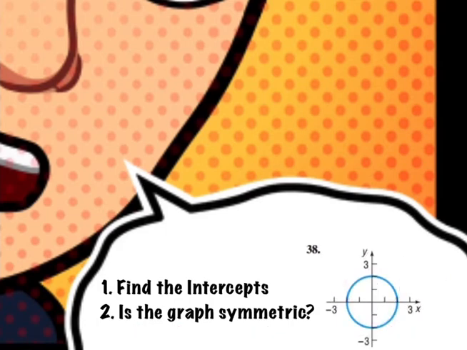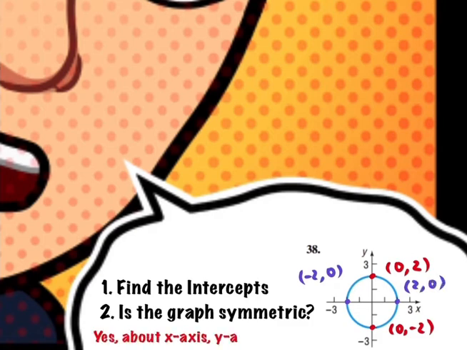So for number 38, this is a special case. This is a circle, so this is not a function. First of all, let's look at the y-intercepts. So we got a y-intercept right here. We can label that as 0 comma positive 2. The one down here is going to be 0 comma negative 2. The one over here is the x-intercept. We can label it as negative 2 comma 0. The one over here, another x-intercept, is going to be labeled as 2 comma 0. So this graph is actually going to be symmetric about the x-axis, y-axis, and the origin.